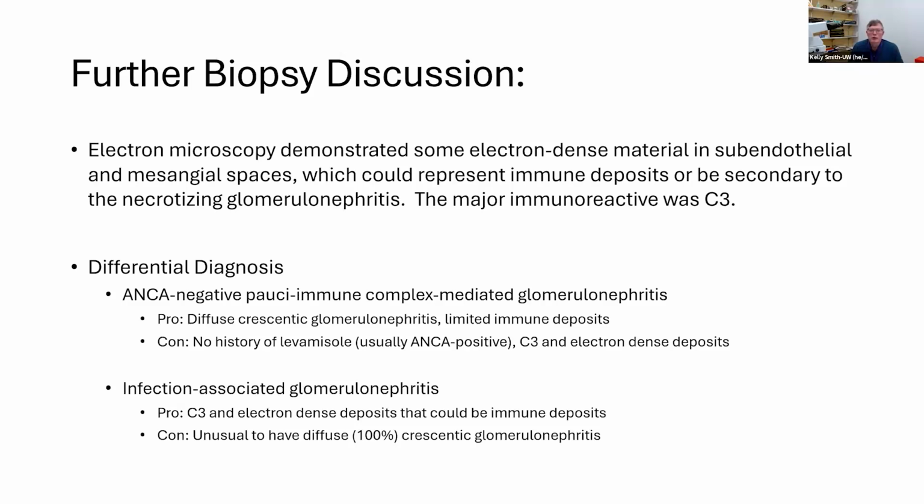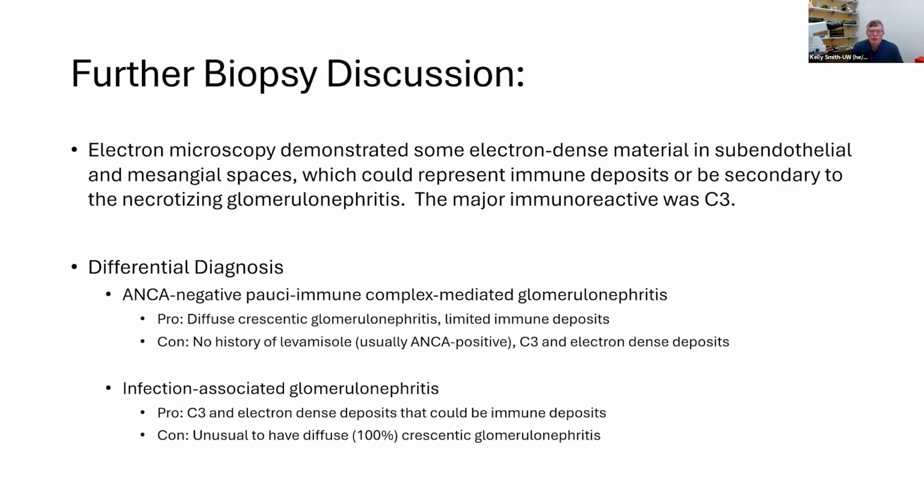So as I mentioned, electron microscopy found this material, which could be immune deposits, and the major immunoreactant was C3. Differential diagnosis at this time is ANCA-negative pauci-immune. For me, the pro is it's really a diffuse process. When we see 100% of the glomeruli involved, ANCA or anti-GBM has got to be at the top of the list.